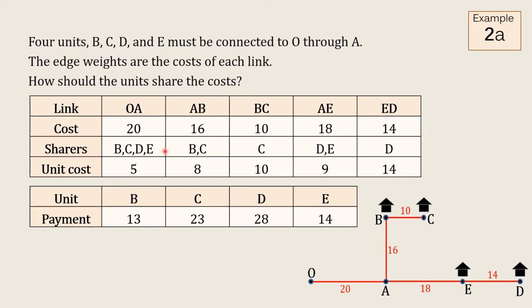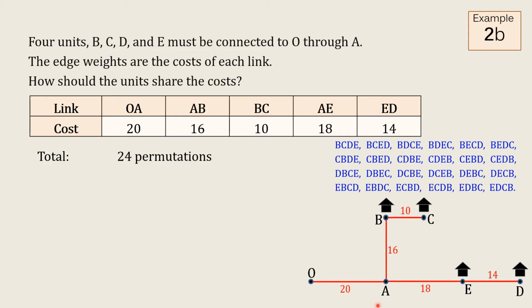B shares OA and AB, so it pays 5 plus 8, which is 13. C shares this, and this, so it pays 5 plus 8 plus 10, which is 28, and E likewise pays $14. And next, in the random arrival interpretation, we'll look at how to compute the fair value or the fair payment or cost of agent E.